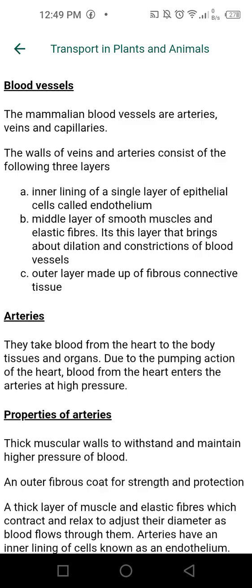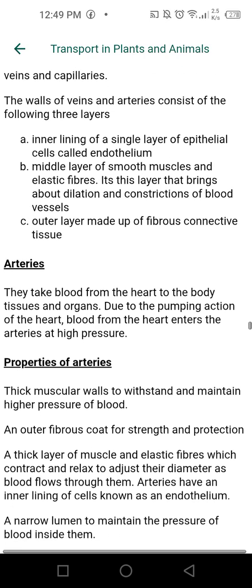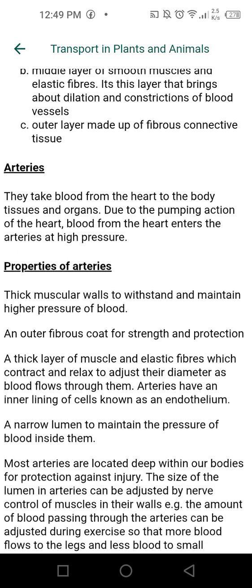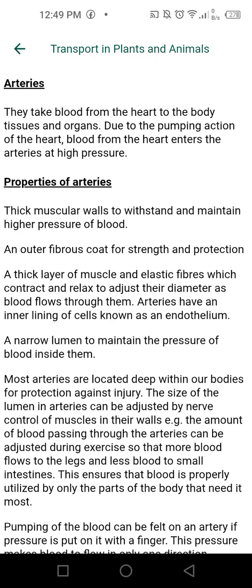Arteries. They take blood from the heart to the body tissues and organs. Due to the pumping action of the heart, blood from the heart enters the arteries at high pressure. Properties of arteries. Thick muscular walls to withstand and maintain higher pressure of blood. An outer fibrous coat for strength and protection. A thick layer of muscle and elastic fibers which contract and relax to adjust the diameter as blood flows through them. Arteries have an inner lining of cells known as an endothelium.